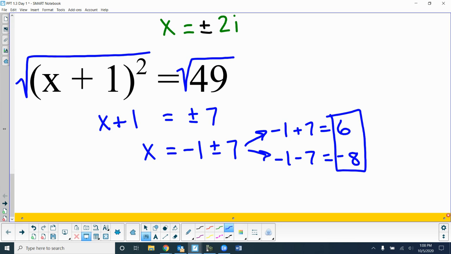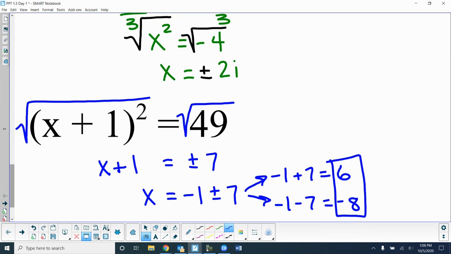Questions? So sometimes it'll look like this. The squared part's already alone, so you can go right ahead and square root both sides and finish it up. Right, Brendan? Yeah. Questions?